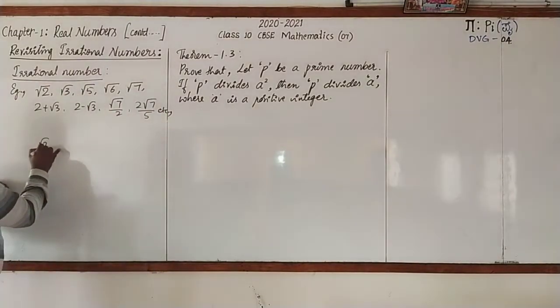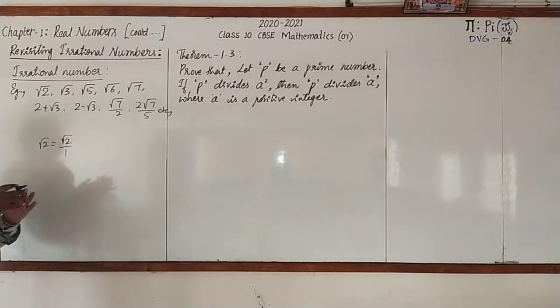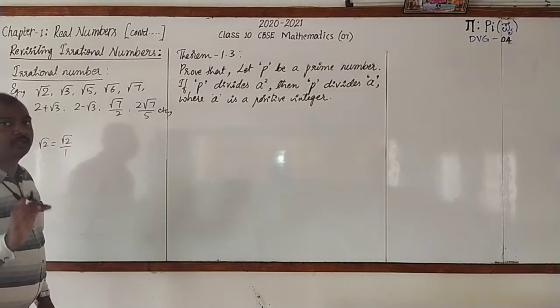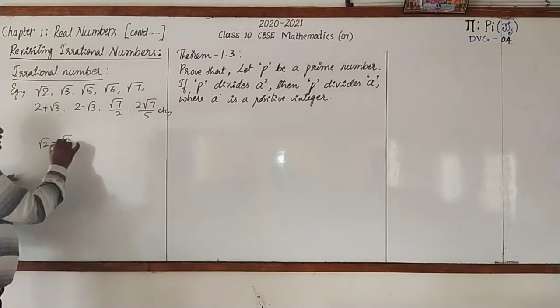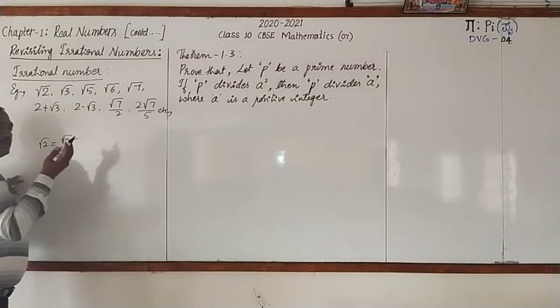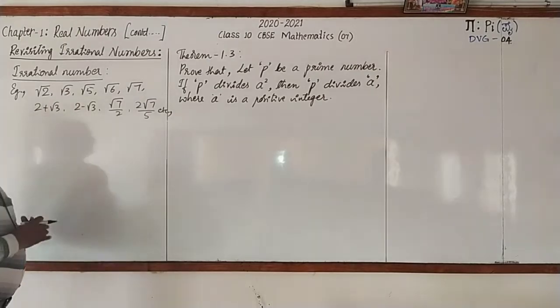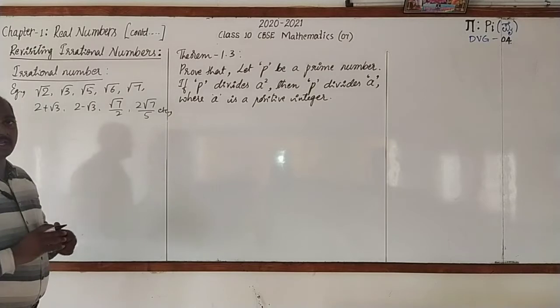These are the irrational numbers. They cannot be expressed in the form of p by q. You can express root 2 in the form of p by q as root 2 by 1, but not under the condition that p and q are integers and q is not equal to 0. Do you say that root 2 and 1 are integers? No. Root 2 is not an integer, but 1 is an integer. So, these are the examples for irrational numbers.